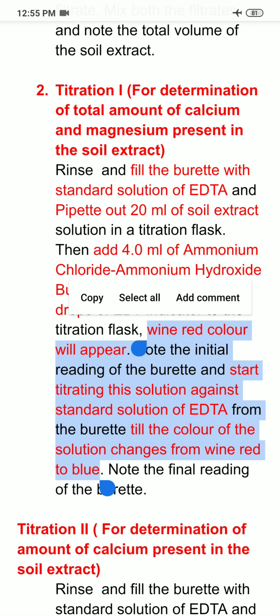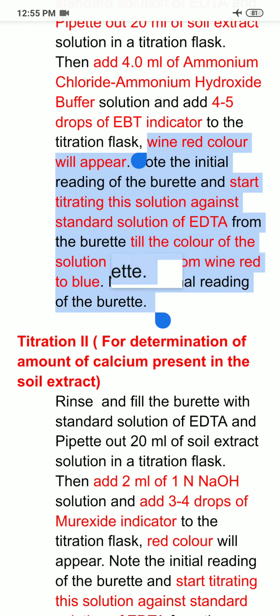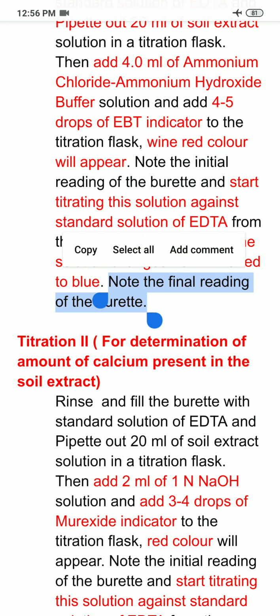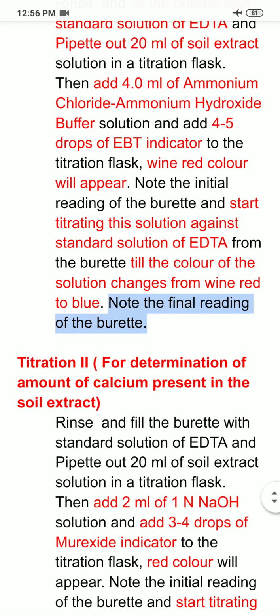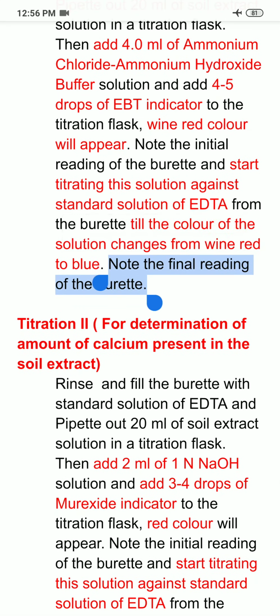When we get the blue color with a single drop of EDTA, our titration is complete. At that moment we note the final reading of the burette. The difference of the final reading and the initial reading gives the amount of EDTA required for the given volume of soil extract. We will use that for calculation.